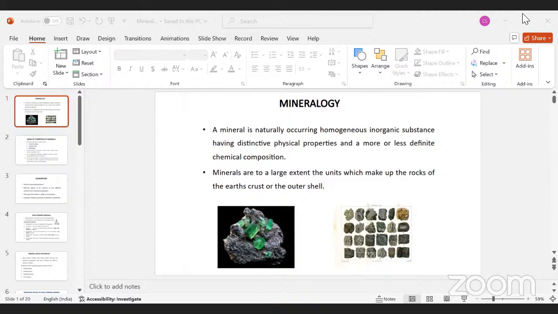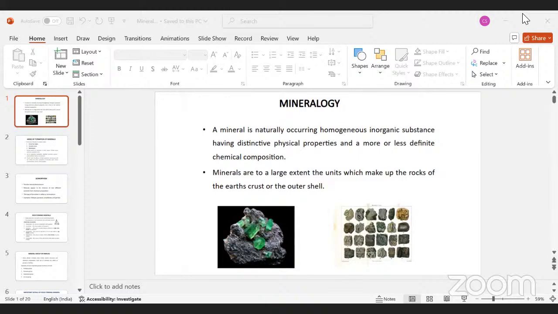So now, what is a mineral? The study of minerals is known as mineralogy.